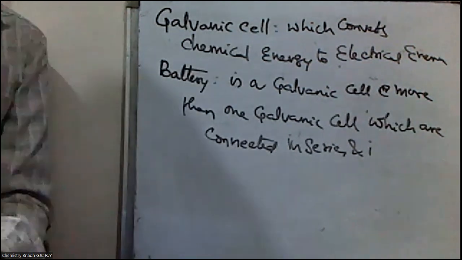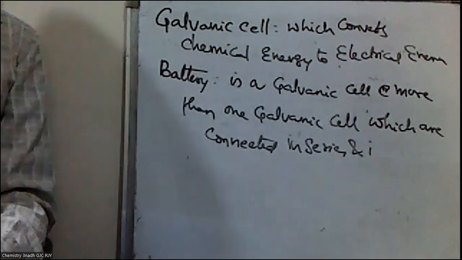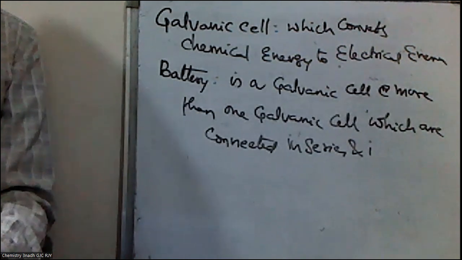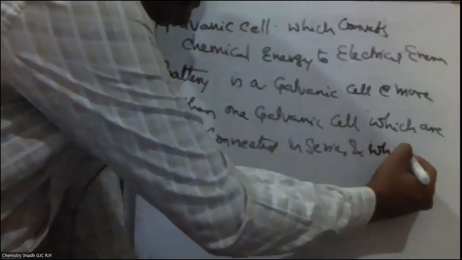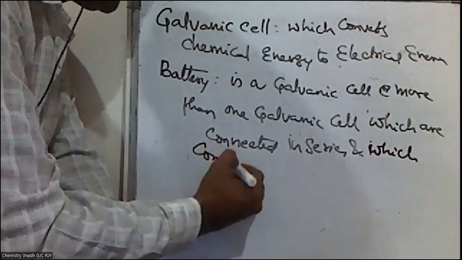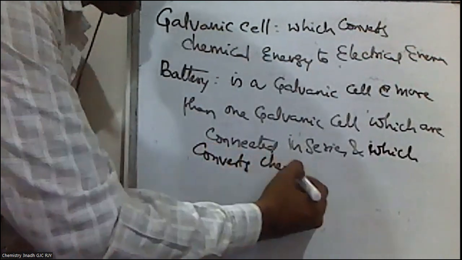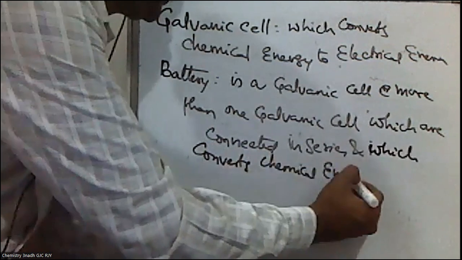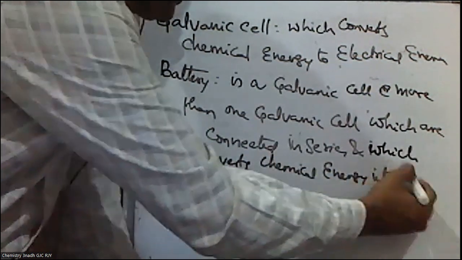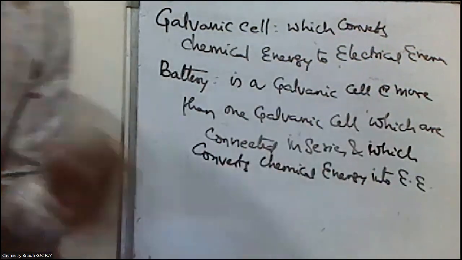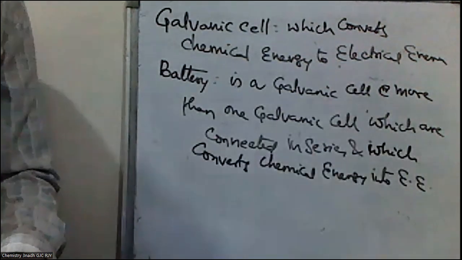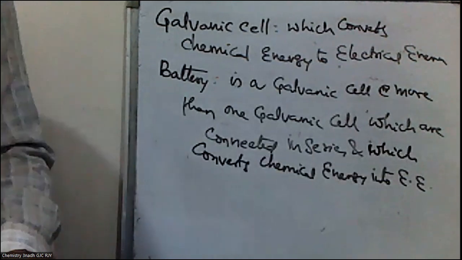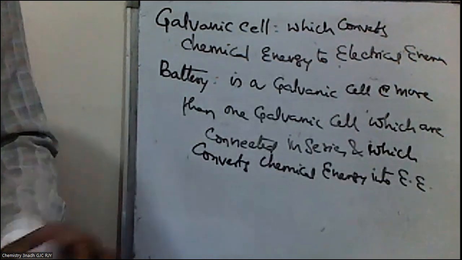What is a battery? A battery is a galvanic cell or more than one galvanic cell which are connected in series, and which converts chemical energy into electrical energy. The chemical energy of a redox reaction is converted into electric energy. We are calling it a battery.